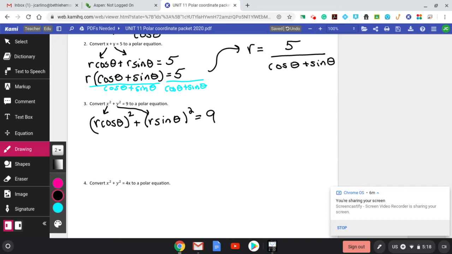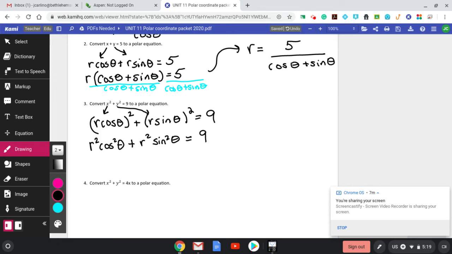Now I got to deal with the squareds, and what happens? How do these exponent 2's affect what's inside the parentheses? Everything inside gets squared. So this one's going to become, ready? r squared cosine squared. See how that worked? Plus r squared sine squared. That's how the squared affects it. All right, most of this, guys, is just algebra.